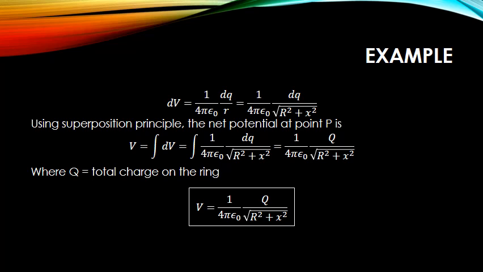So the final expression for electric potential at point P due to the ring is V equal to 1 by 4 pi epsilon 0 multiplied by capital Q by under root R square plus x square, where capital Q is the total charge carried by the ring.